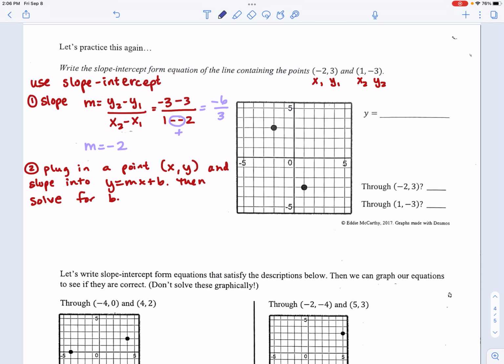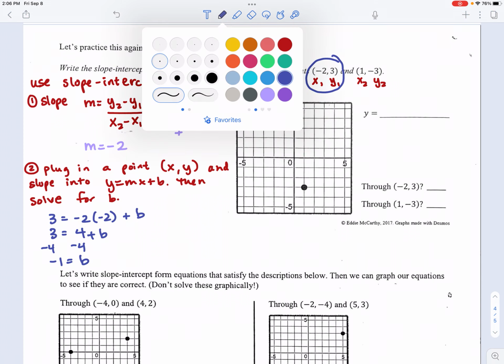So here we have our y. I'm going to use this first point here. It does not matter which point you use. You can use any point. You can also use that 1 and -3 if you want to. So I'm going to use -2, 3 for my x and my y. So plugging into y equals mx plus b, that becomes 3 equals my slope, which is -2, times my x, which is -2, plus b. Solve for b here, we get 3 equals 4 plus b. Subtract 4 to the other side, we get -1 equals b.